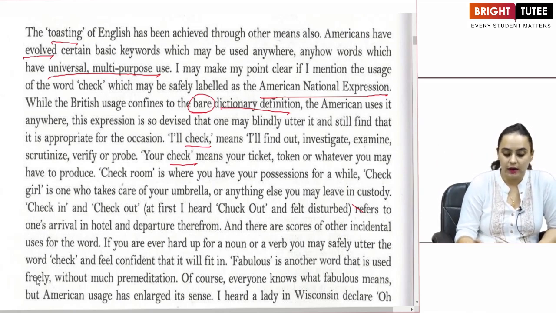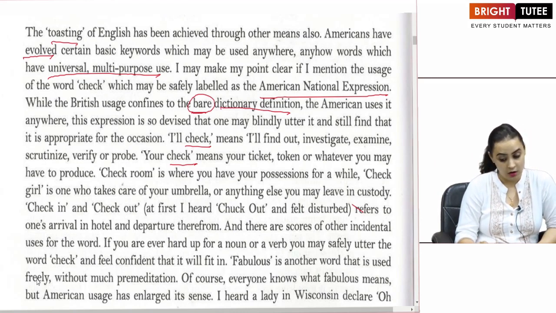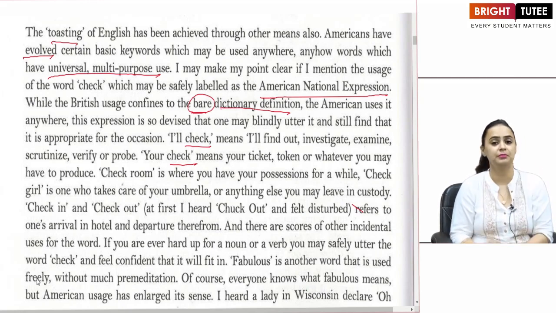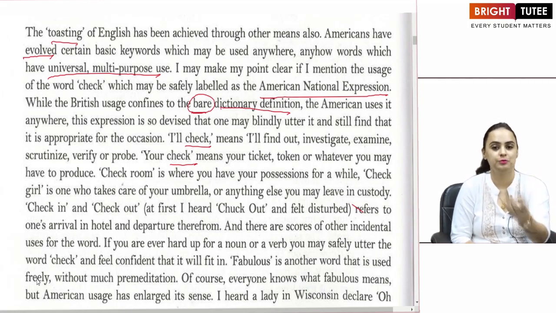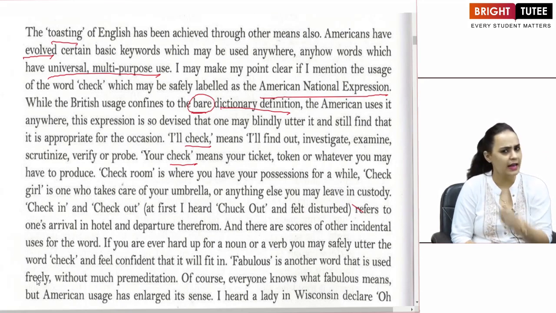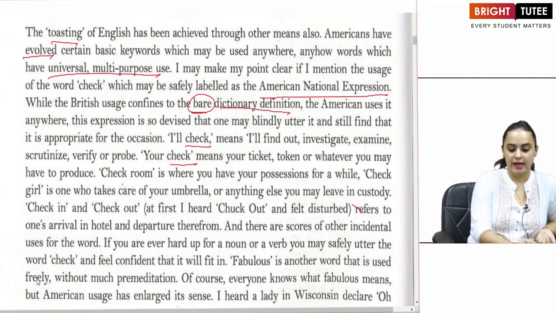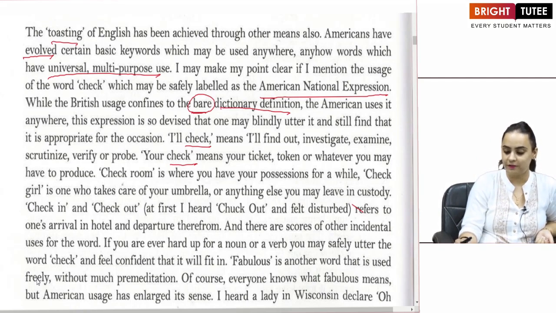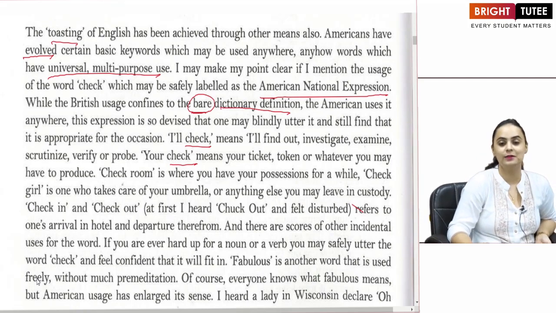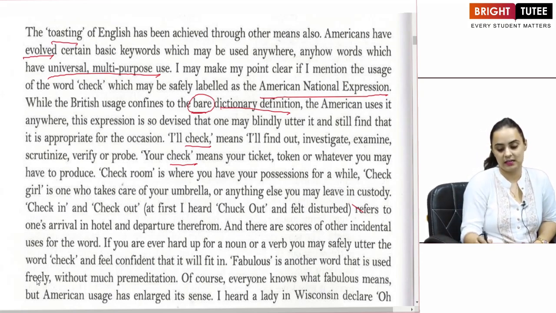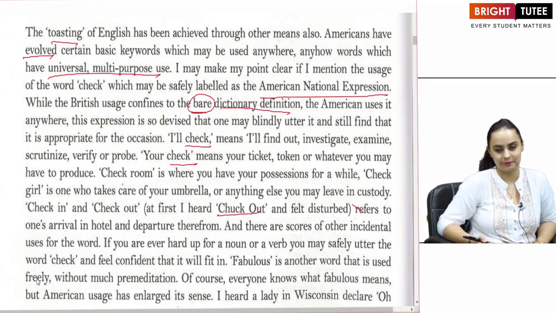Check girl is one who takes care of your umbrella or anything else you may leave in custody. So, if there's something that you want safely to be kept by somebody, your umbrella or anything, the girl who looks after it is known as a check girl. Check in and check out. At first I heard chuck out and felt disturbed. So the writer is telling us that when he first heard the word check out, he thought that somebody is asking him to chuck out, to get out. And he said that I felt very disturbed when I heard this.